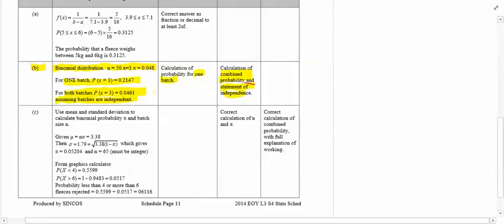Okay, so final question here, and it says, yep, works out the probability of success in each trial, the number of trials, gets these probabilities, and ends up with 0.6116. For excellence, correct calculation of combined probability with full explanation of working. Merit, partial credit if you get as far as either of the parameters, N or P.